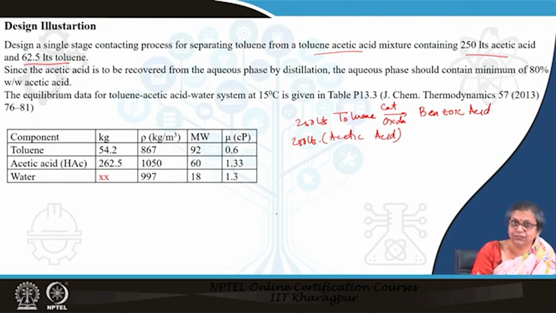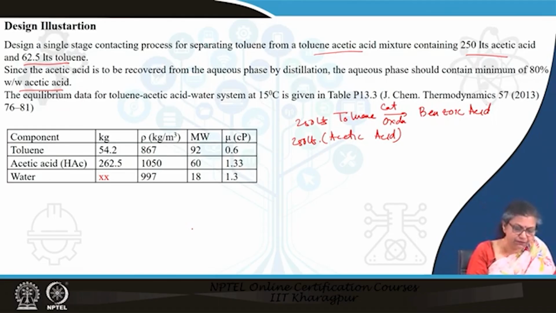There is something that you have to remember before you are going to do this problem. These are practical aspects which you need to remember. Water and acetic acid form an azeotrope at 80% weight per weight of acetic acid. So, you have to remember that when you are using water for extracting acetic acid, the amount of acetic acid extracted has to be greater than 80% weight to weight.